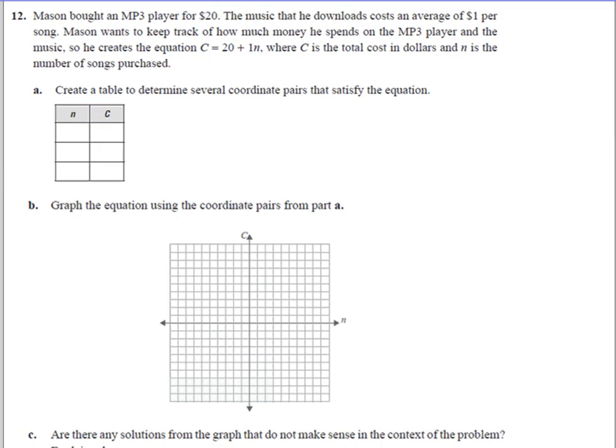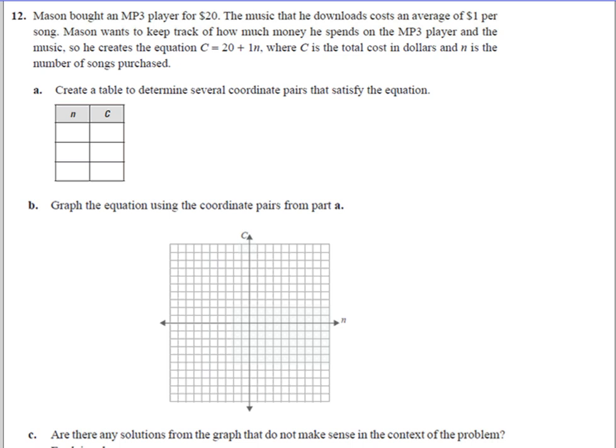Our final story problem, we have Mason buying an MP3 player and he spent $20 for it. And then when he downloads music, it's $1 per song. So they made the math kind of easy for us, which is nice. He wants to track how much money he spends, so he creates the equation C for cost equals 20 plus 1n, and n is the number of songs.